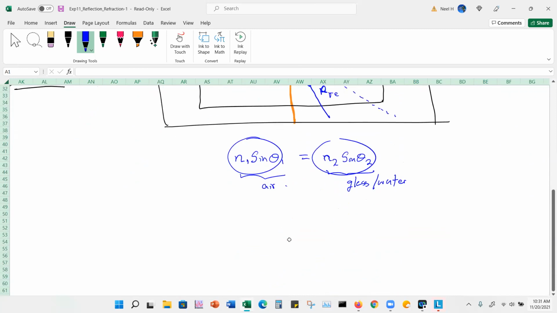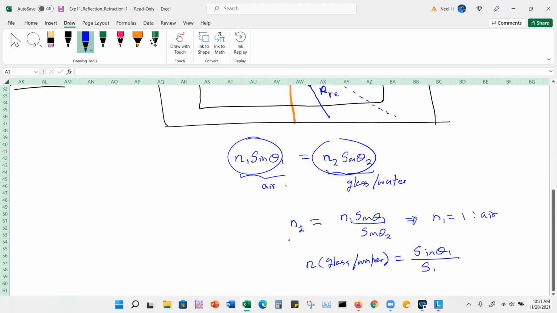Now that's our second part of the experiment. By using Snell's law, or we can say the law of refraction, we can find the index of refraction of the medium N2, which is equal to N1 times sine theta 1 over sine theta 2. N1 is equal to 1 because that is a medium of air. For the medium of glass or water, we can calculate just by using the angles, sine theta 1 over sine theta 2. I just need the ray diagram.